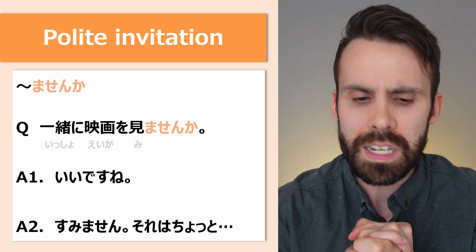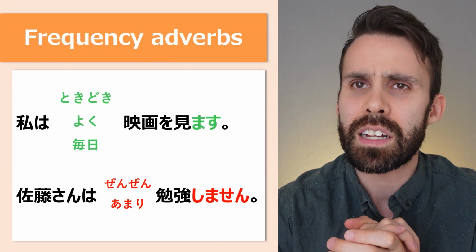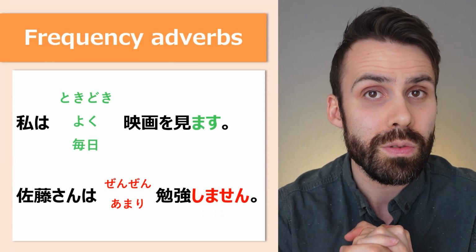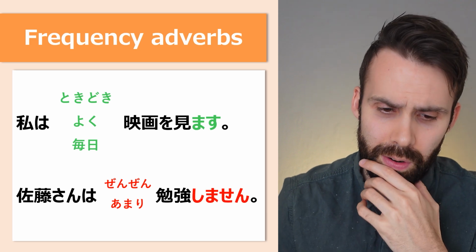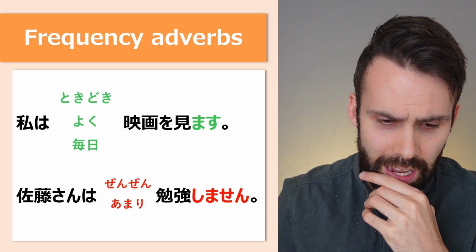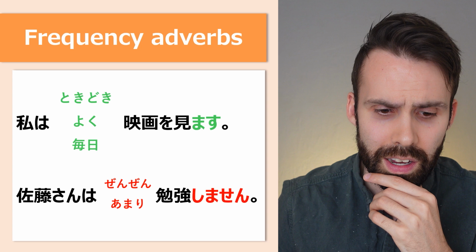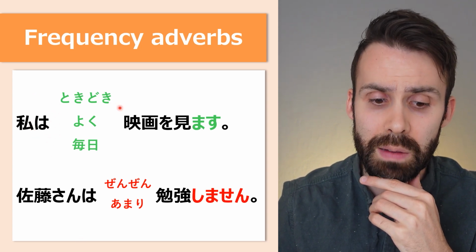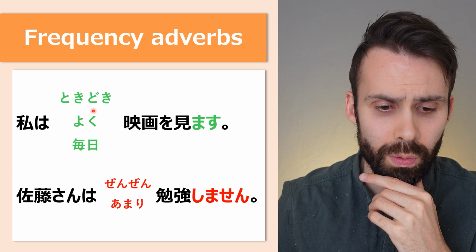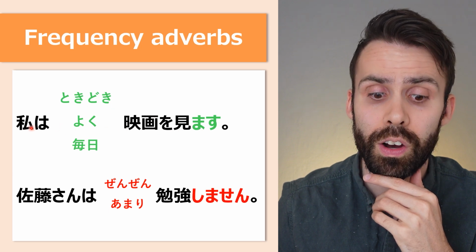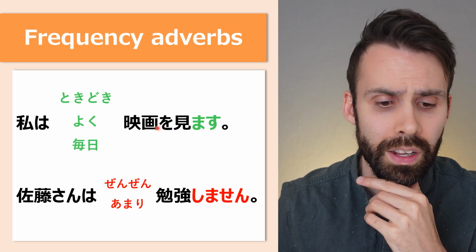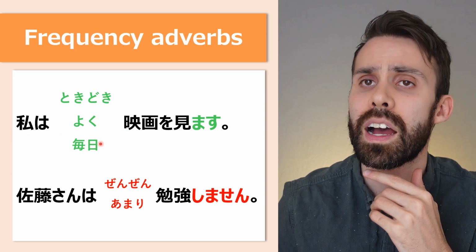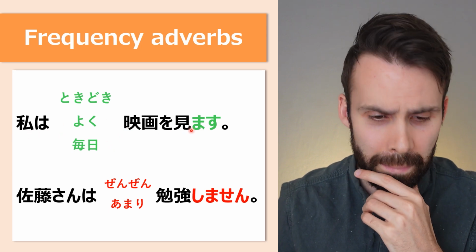Moving on to frequency, we have some adverbs we can use to express how often or how seldom we do something. So for example, here in the green, we have 私は時々映画を見ます. So I sometimes watch films. Or 私はよく映画を見ます. よく meaning often. Or 私は毎日映画を見ます. I watch films every day.